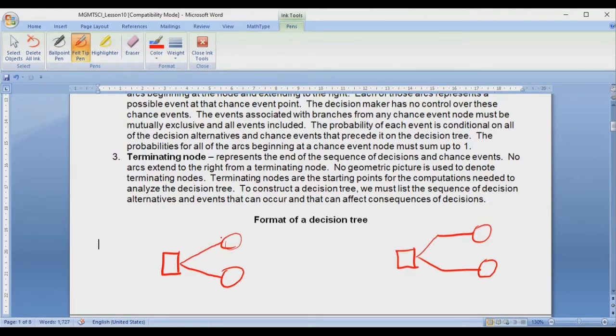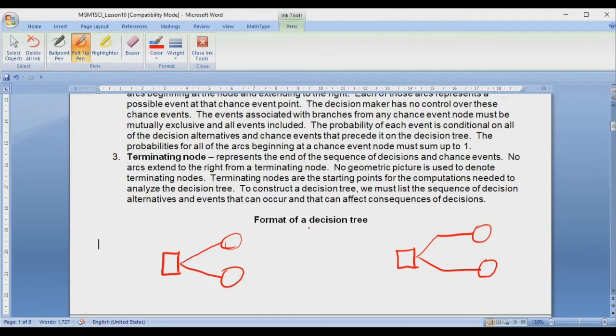Okay? The events associated with branches for any chance event node must be mutually exclusive. It will not happen at the same time, and all events included, so that is collectively exhaustive. The probability of each event is conditional on all of the decision alternatives and chance events that precede it on the decision tree. The probabilities for all the arcs beginning at the chance event node must sum up to 1. So the chances, the probabilities, always equal 1.